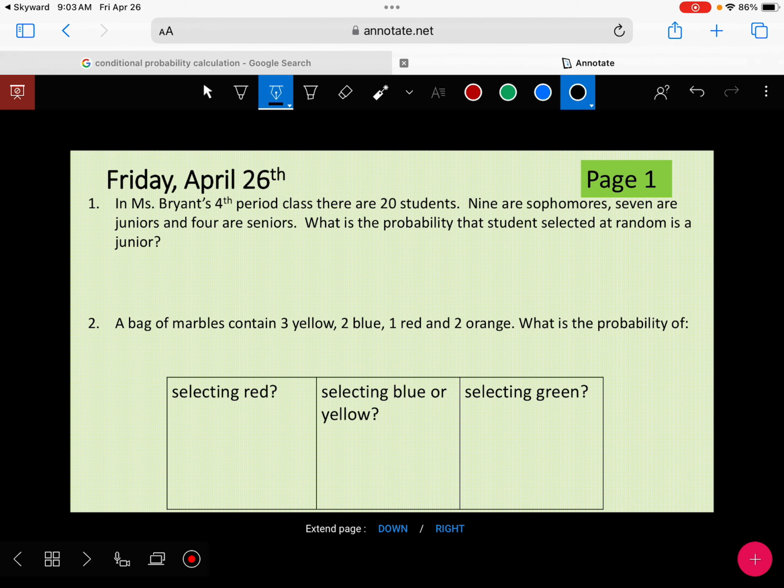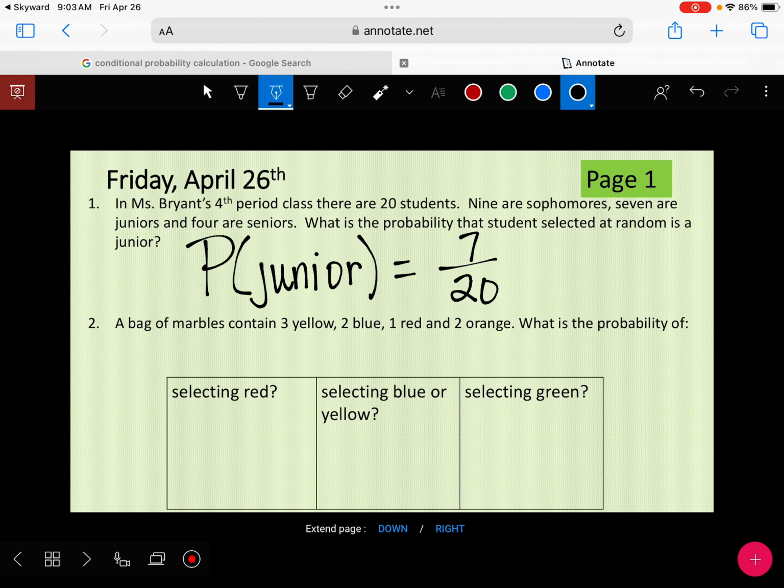So you have to say probability, capital P. That's the symbol for probability of a junior. That's the event I'm looking for. So there's 20 students, so it's over 20. How many did this say were juniors? 7. So the probability would be 7 out of 20. And that's it. That is your answer. Probability is the favorable over the total.